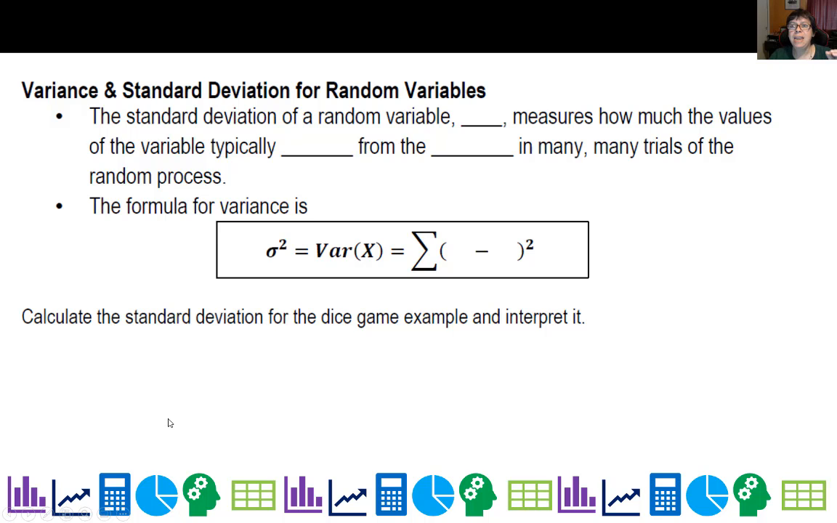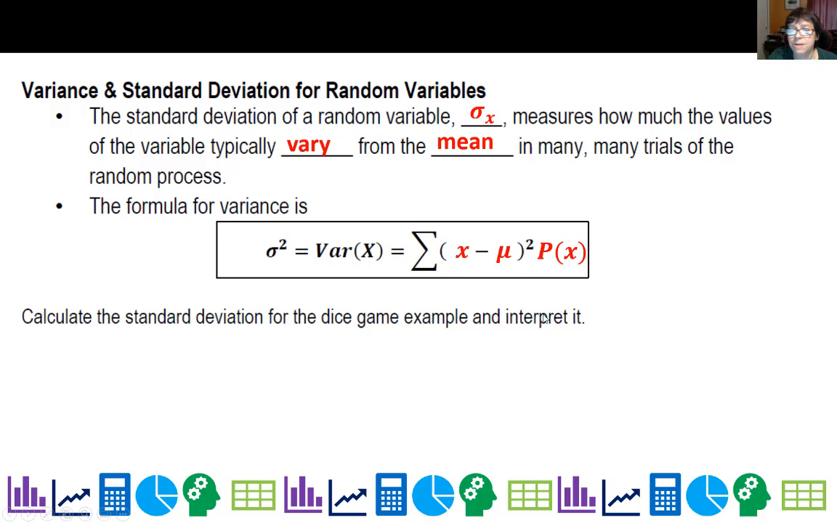All right. Now let's get to variance and standard deviation. The standard deviation of a random variable is sigma of x. Now we've seen S of x before. Sigma of x is for a population, and it measures how much the values of the variable typically vary from the mean in many, many trials of the random process. And there is a formula. It's each value x minus mu, squared, times the probability for that particular value, and this symbol here means sum, added up. Oh, and by the way, this is also called sigma. Is that not too confusing? It's horrible. So this is actually the variance, which is sigma squared, not to be confused with standard deviation, which is just sigma. So let's go ahead and do the calculation first for variance, because that's easier.